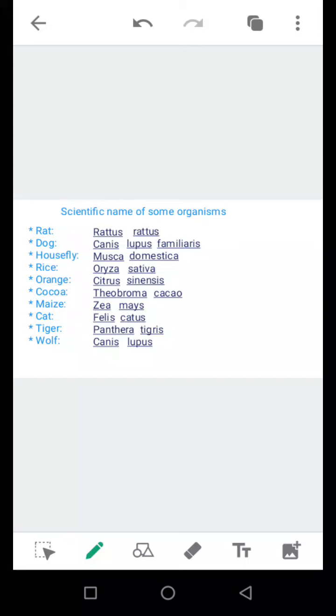We have tiger. The scientific name of tiger is Panthera tigris. It is similar to that of lion, which is Panthera leo. So you can conclude that tiger and lion belong to the same genus. Then the wolf. The scientific name for wolf is Canis lupus. We can say that is similar to that of dog. So seeing that name, you can be able to say that dog and wolf are similar organisms, like they belong to similar groups or the same group.